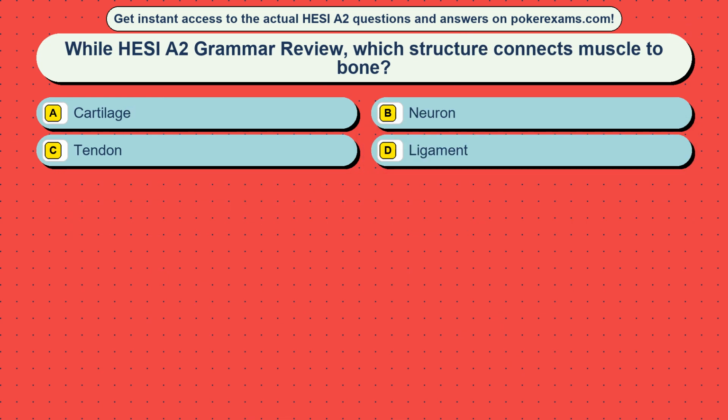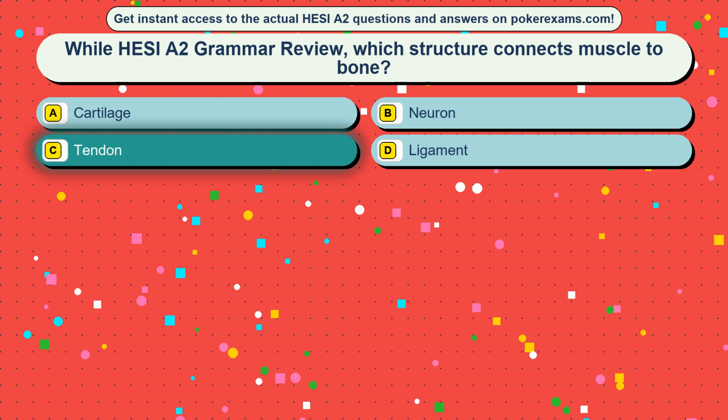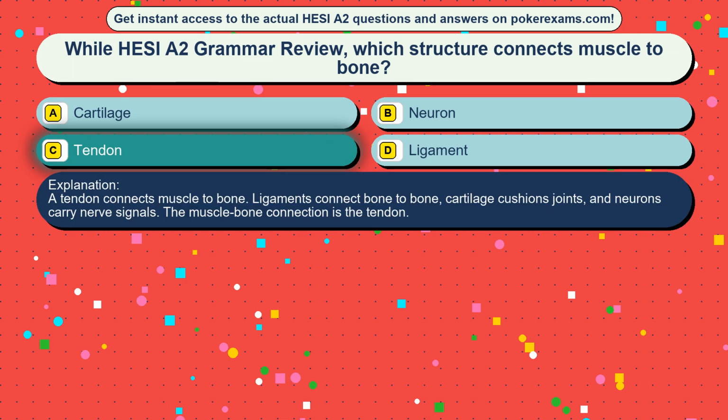Question 47. While HESI A2 Grammar Review, which structure connects muscle to bone? Option A, cartilage. Option B, neuron. Option C, tendon. Option D, ligament. The correct answer is option C, tendon. A tendon connects muscle to bone. Ligaments connect bone to bone. Cartilage cushions joints, and neurons carry nerve signals. The muscle-bone connection is the tendon.